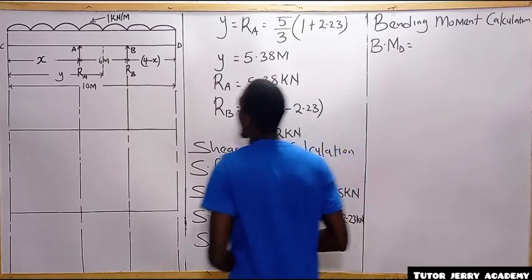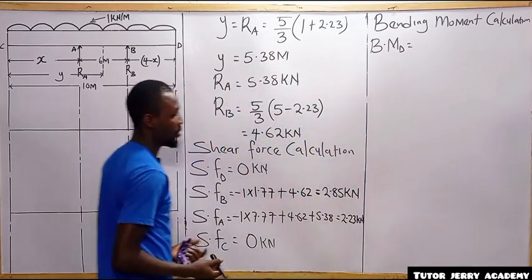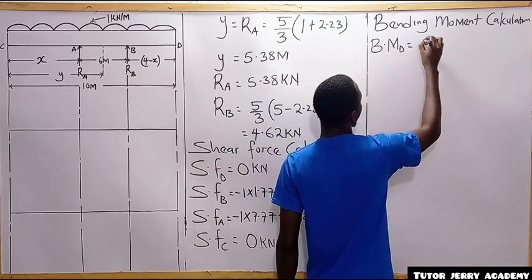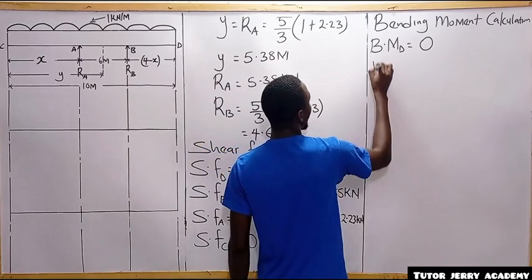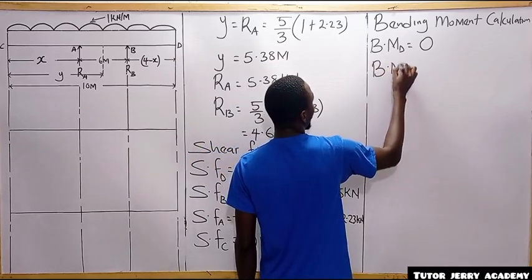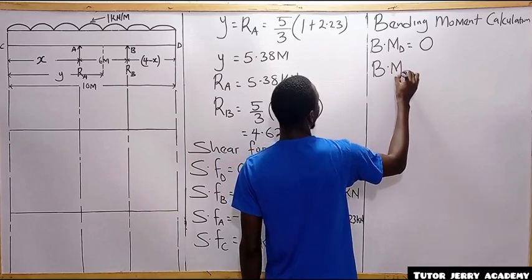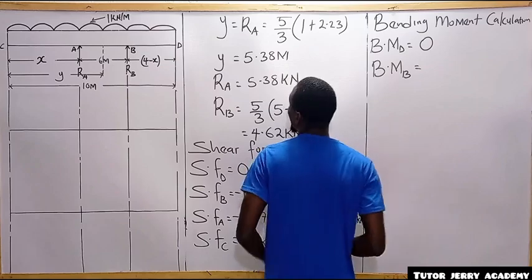All right. At point D we don't have any force, so of course the bending moment at point D will also be equal to 0. All right. So the next one is the bending moment at point B. The bending moment at point B.